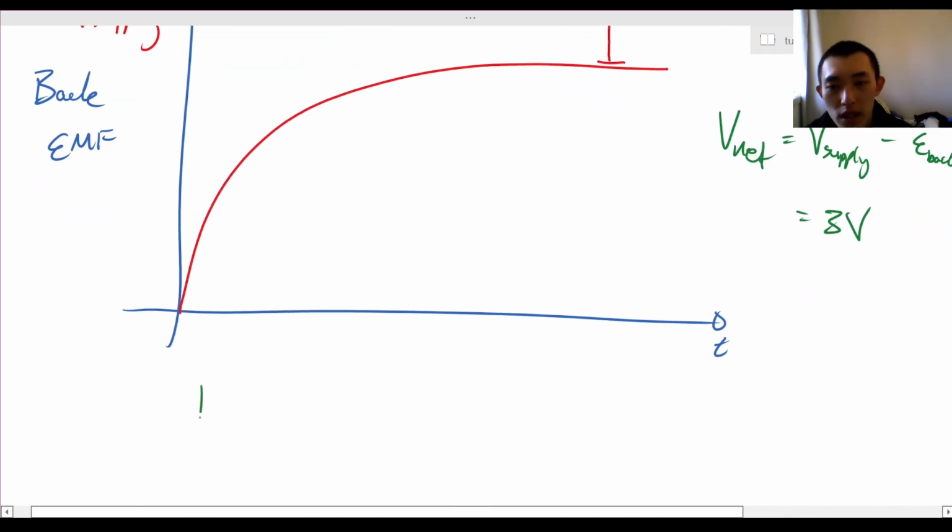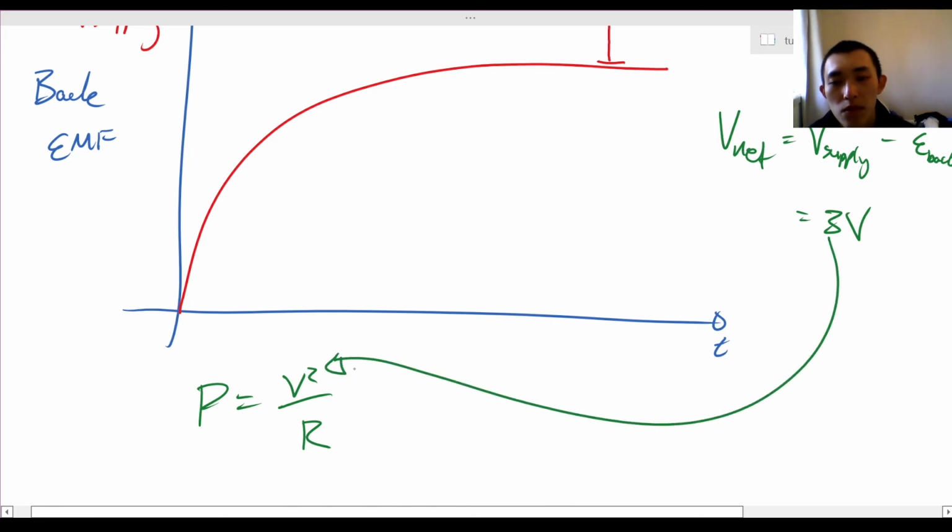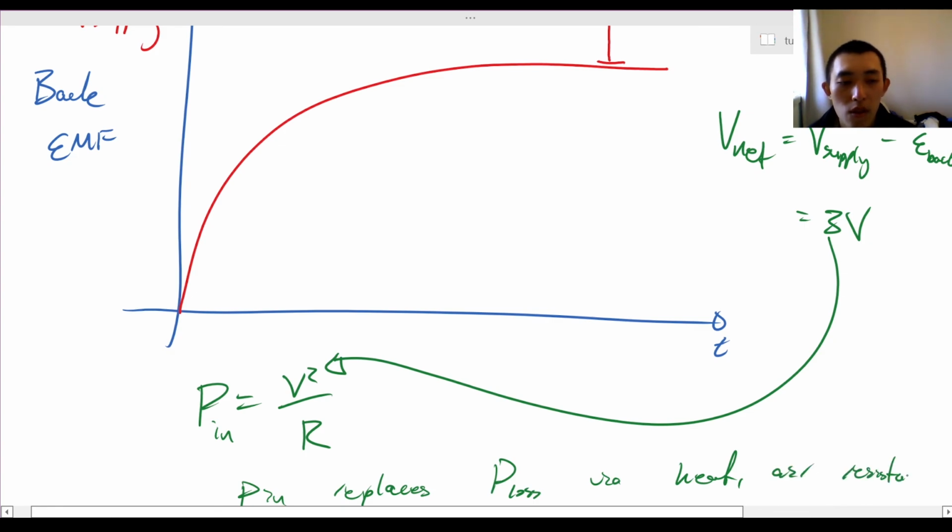So we know the formula P is equal to V squared over R. We need some voltage to give a little bit of power in. So this is power in, and so power in replaces power loss via things like heat, air resistance, all the things that we mentioned before.